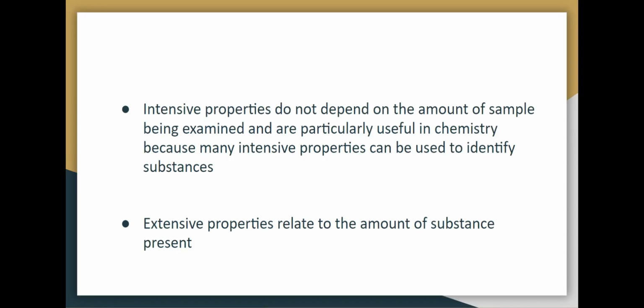Now, looking at different types of physical properties, there are intensive physical properties, which do not depend on the amount of a sample being examined and are particularly useful in chemistry because they can be used to identify different substances. These can be things like melting point, boiling point, specific heat, and various things like that, or enthalpy of formation. And then there's extensive properties, which relate to the amount of substance present, which can be volume, mass, and similar things.